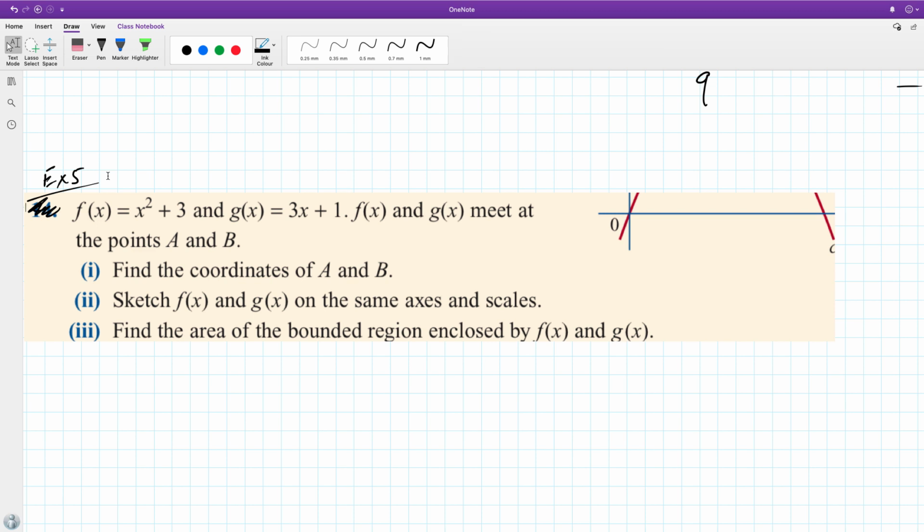So your function f of x is x squared plus 3, and g of x is 3x plus 1. f of x and g of x meet at the points A and B. Find the coordinates of A and B. Good man. So the basic equation. Sketch it. Then find your area. Off you go. It's going to take about 10 minutes. Could take you 15.